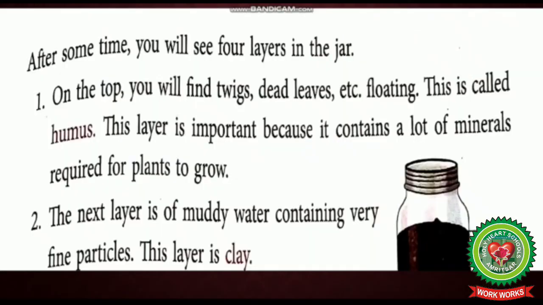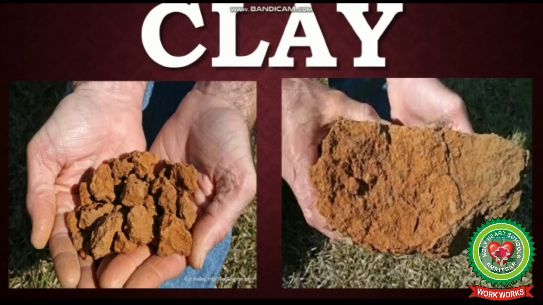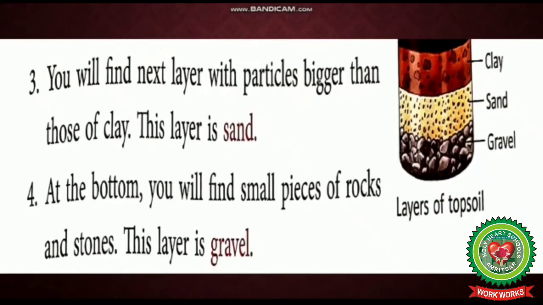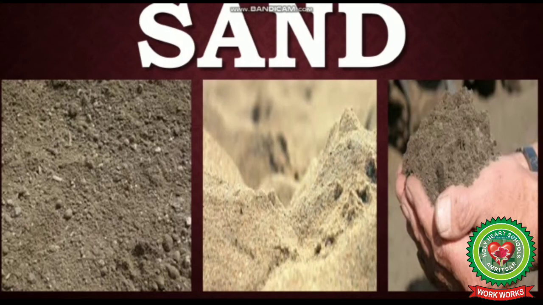Now, number 2 is clay. The next layer is of muddy water containing very fine particles, and this layer is called clay, and it is used by potters. Number 3 is sand. You will find the next layer with particles bigger than those of clay. This layer is sand, and this is the third layer of topsoil.